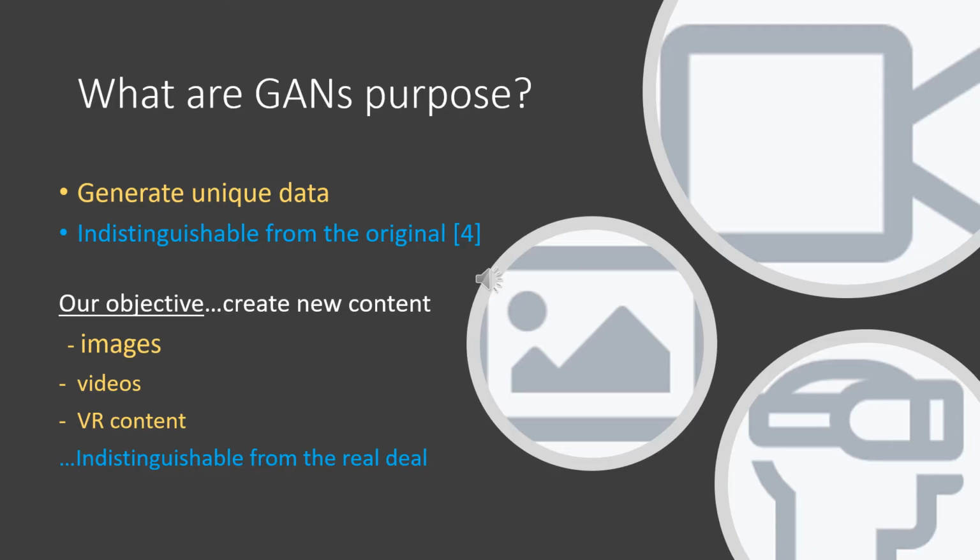The core purpose of a GAN is, given a large set of data, the GAN is capable of generating unique data that is effectively indistinguishable from the original. Our objective is to use this technology to create new content like images, videos, and virtual reality content that is indistinguishable from the real thing.